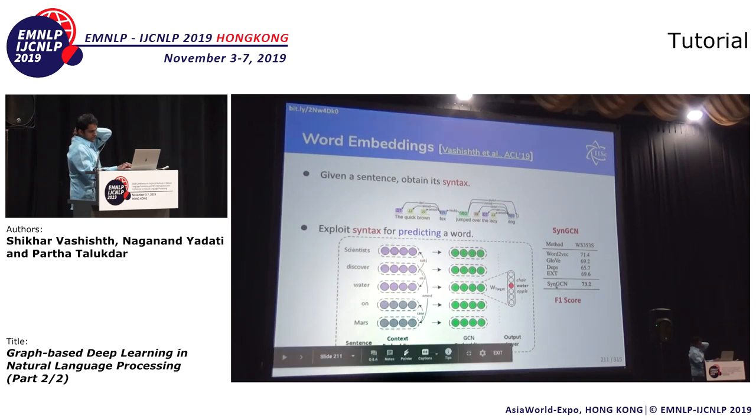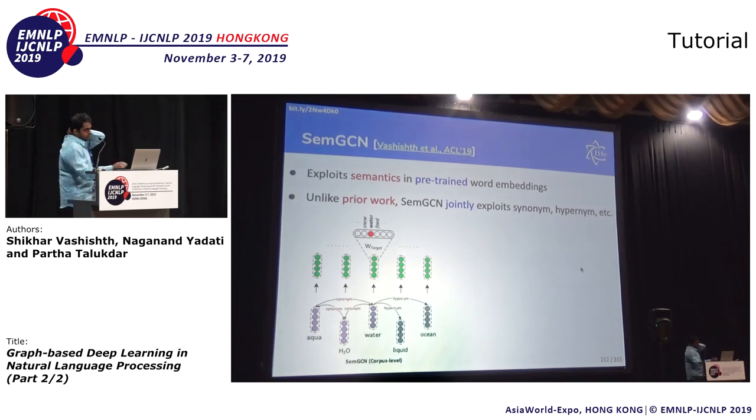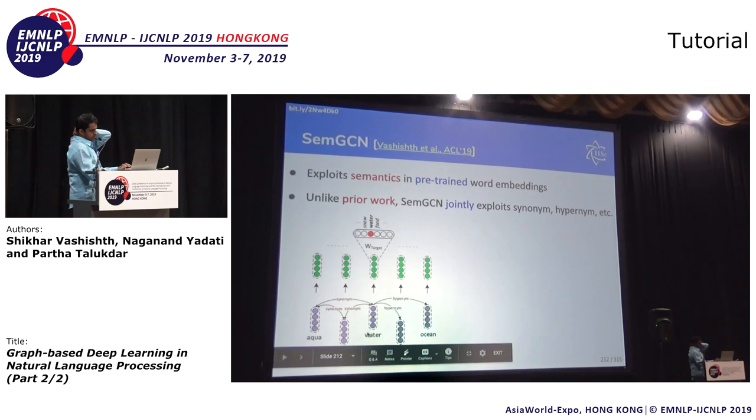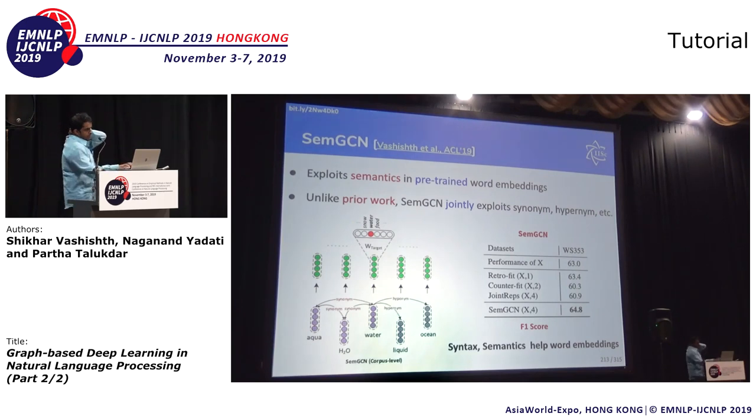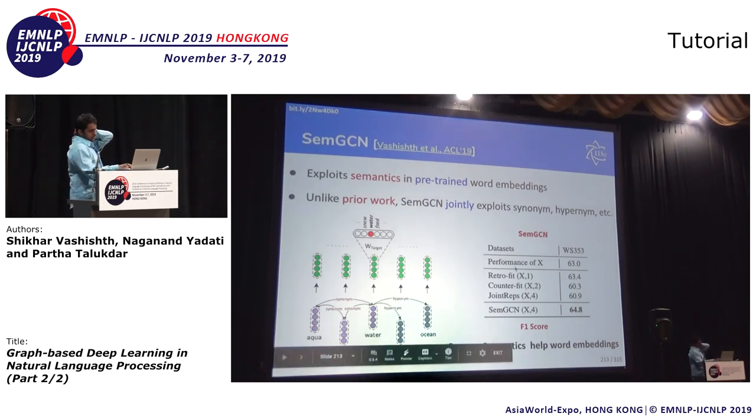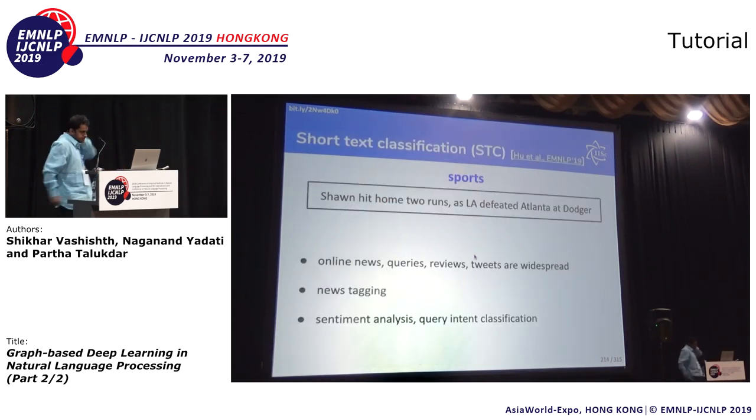In this case, it is word similarity. As we can see, SYN-GCN outperforms some baselines, right? They also propose semantic GCN, which will exploit document-level semantics in pre-trained word embeddings, like synonym, hyponym, etc. So we have H2O as a synonym of water, and ocean is a hyponym of water. Such relationships can be exploited using GCN. And then again for word similarity tasks, they show it outperforms previous state-of-the-art baselines.